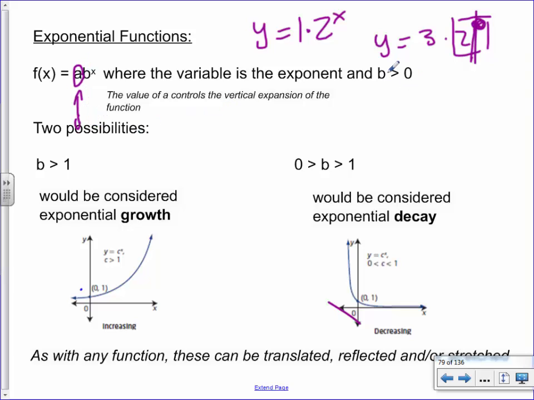So if b is greater than 0, there's 2 possibilities. By b being greater than 0, I mean you can't use a negative number. I just showed you negative exponent things don't work. So if b is bigger than 1, it goes upwards. And if b is a decimal number between 0 and 1, it comes back downwards. Okay. This last line is where I want to go then. We can translate, reflect, and stretch all of these graphs as well.